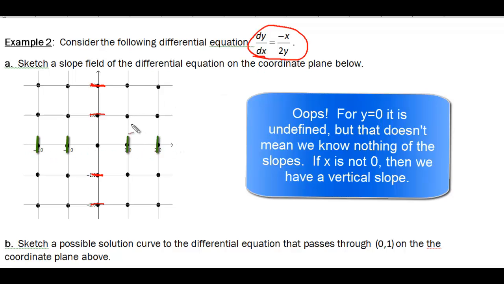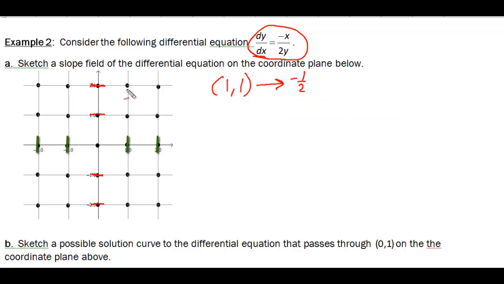How about at the point 1, 1? If x is 1, we get negative 1, and y is 1, we get 2. So let's put some points here. 1, 1 maps to negative 1/2. So at 1, 1, we have a slope of negative 1/2. I kind of look at this up 1 over 2, kind of aim it along that. Negative 1/2.